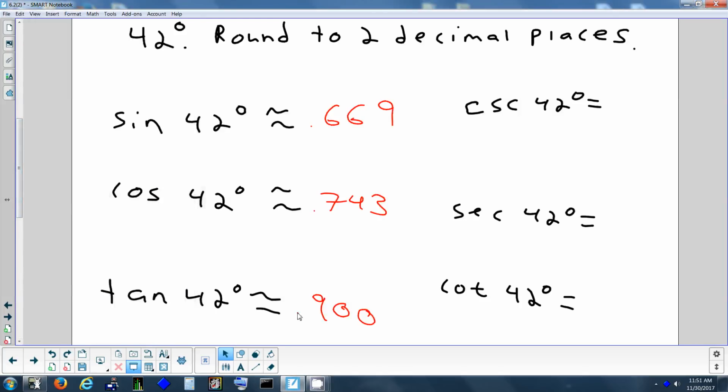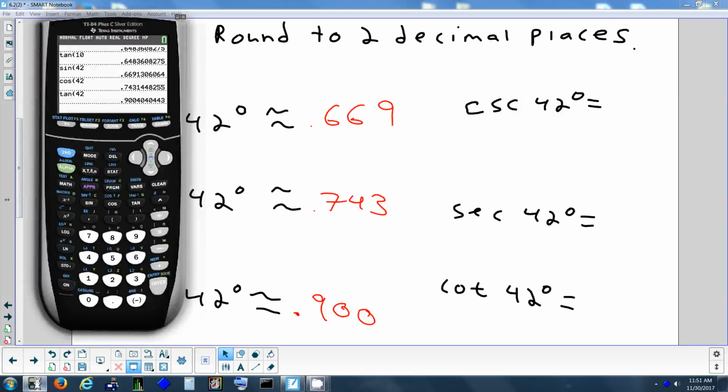It's very easy. Now, if you look at the calculator, is there a button on it that says CSC, SEC, or COT? Nope. But how did we do it before? Well, what did we do with this answer to get the other answer? Flip it. That's what you do. Flip the answer. 1 divided by 0.669. That's how you do it.